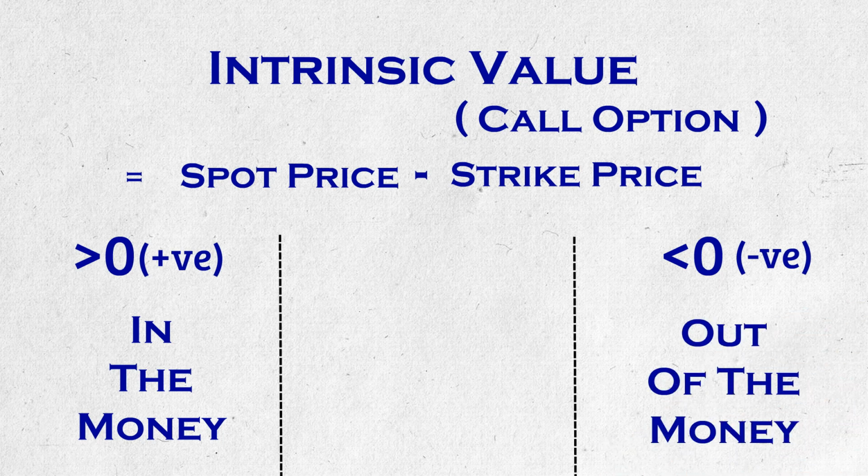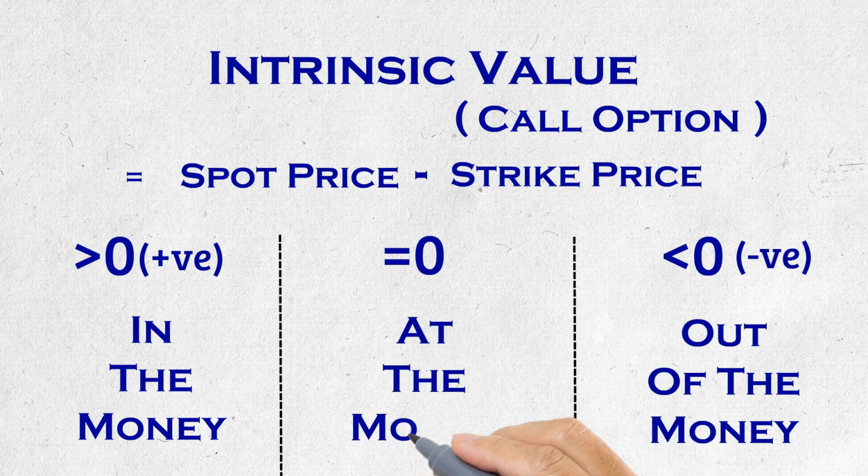Next, spot price minus strike price is equal to 0. That is, spot price equals strike price. So, the option buyer is at no loss and no profit. That is, money stays with the buyer. That's why at this strike price, we say that the call option is at the money. Same goes with put options too.